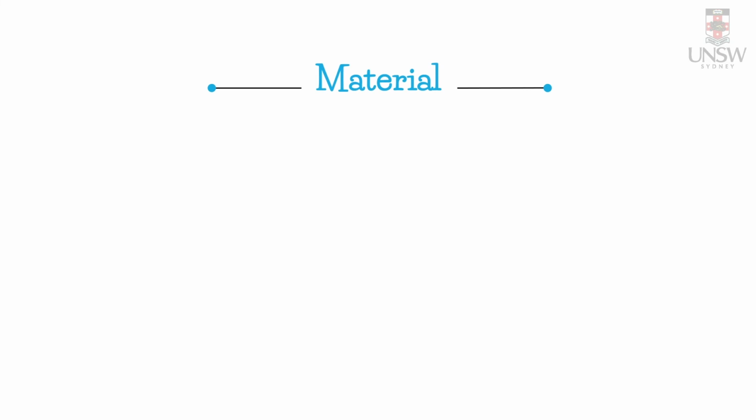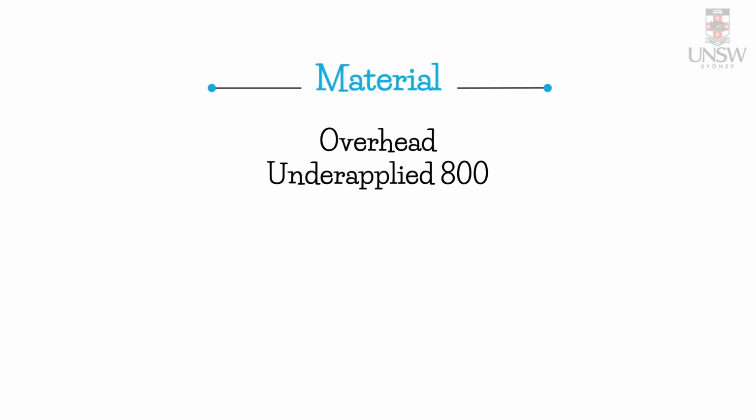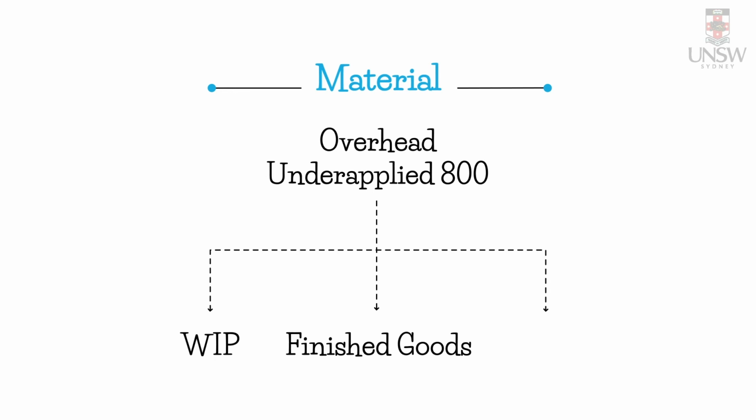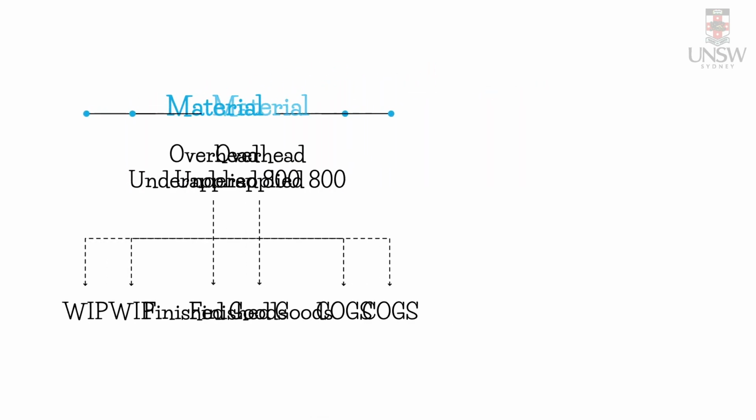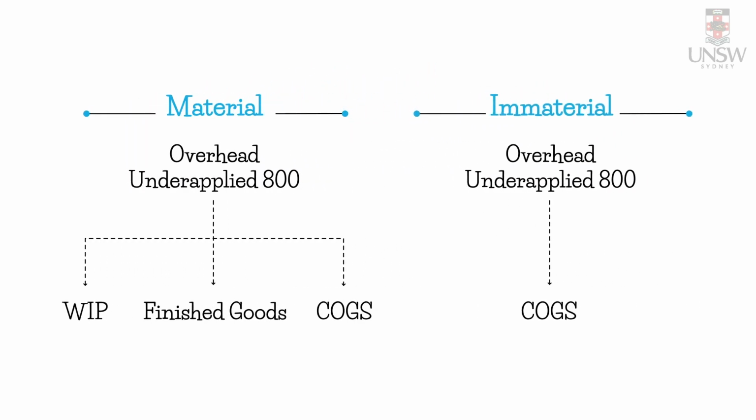Part 4 of the question asks us to assume that the overhead variance was material and to write the journal entry for the reconciliation of these overhead costs and the cost of goods sold balance. So if the variance is material, that means we need to spread the overhead that was underapplied of 800 over the three accounts of work in process, finished goods, and cost of goods sold. If it was immaterial, we would focus solely on cost of goods sold.